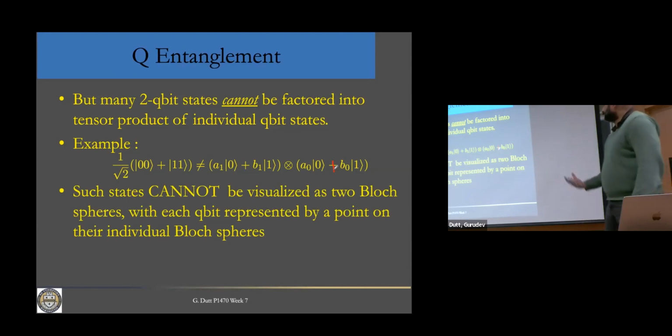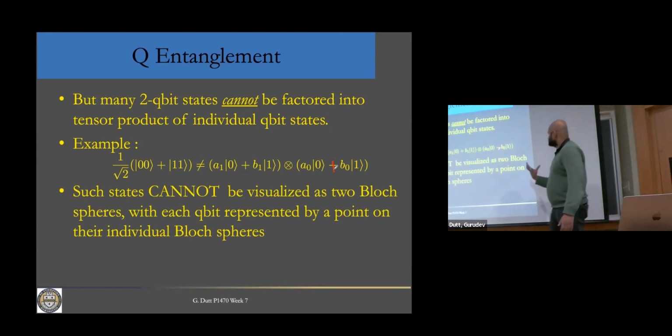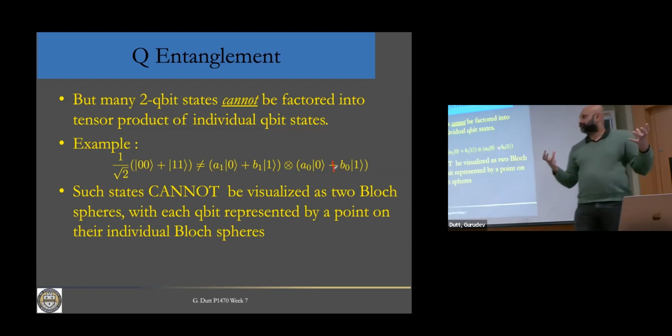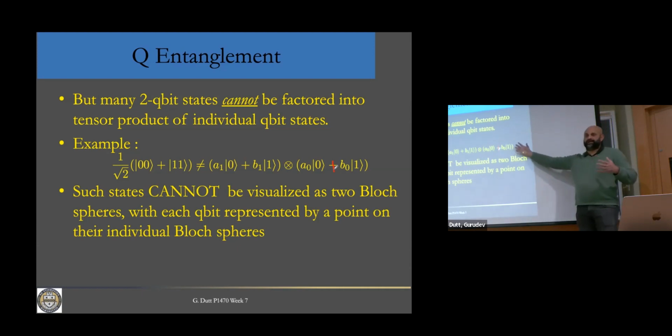Okay, so the point, of course, is we cannot visualize the state as two Bloch spheres with each qubit represented by a point on the individual Bloch spheres. There's no way to take out one of the qubit states and just think of each of them as individual qubits with their own qubit state. So now I have proved to you that this cannot be written in this way. Here comes the proof.